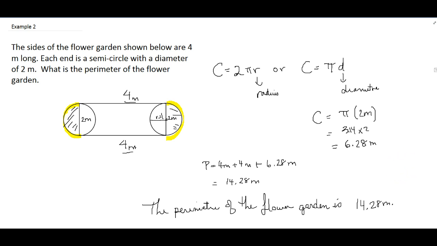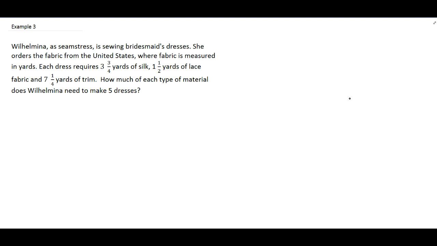On to example number 3. Wilhelmina, isn't that a name? Wilhelmina as seamstress. I think there's a typo there. Let's see. Wilhelmina is a seamstress, so let's just correct that typo. So there we go. Wilhelmina, the seamstress, is sewing bridesmaids' dresses. She orders the fabric from the United States, where fabric is measured in yards. Each dress requires 3 3/4 yards of silk, 1 1/2 yards of lace fabric, and 7 1/4 yards of trim. How much of each type of material does Wilhelmina need to make 5 dresses?